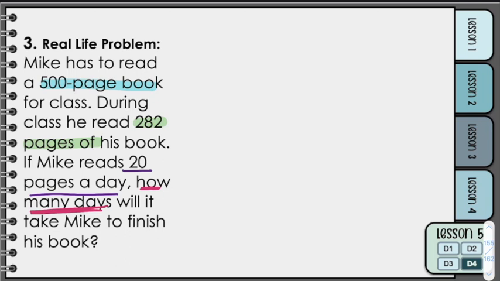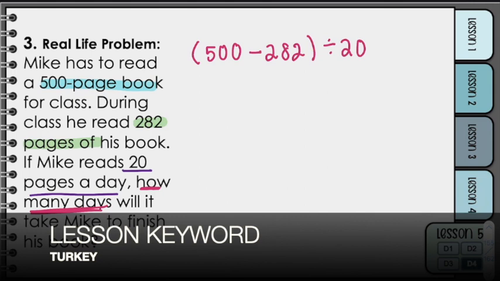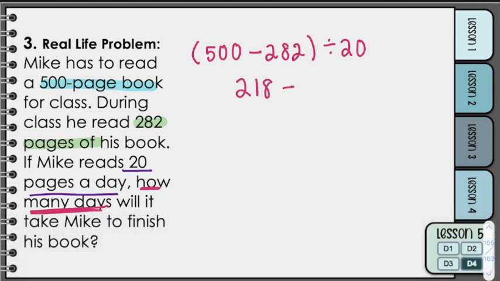So we have a 500-page book, but you've already read 282 pages, so you can take that away. Whatever's left, then you're going to have to say, if I read 20 pages a day, let's see, divided by 20, that's going to give me the number of days. Okay, so we have 500 minus 282, you're going to get 218 divided by 20. 218 divided by 20, you're going to get 10.9.